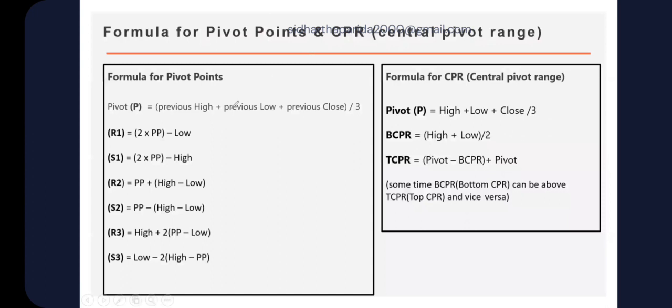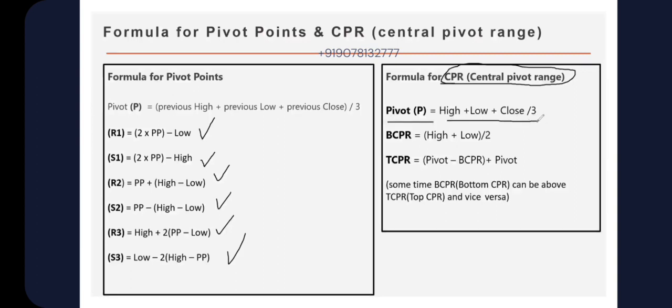And this is the formula for pivot points and CPR. Nowadays on many platforms you'll get the pivot points, so you don't have to worry about this formula, it's just for your understanding. If you want to calculate manually, this is the formula for calculating R1, R2, S1, S2, R3, S3. But most platforms provide you pivot points. But remember, CPR is not available on all platforms. Only a few platforms offer CPR in that indicator. If you don't have CPR on your chart, then this is the formula.